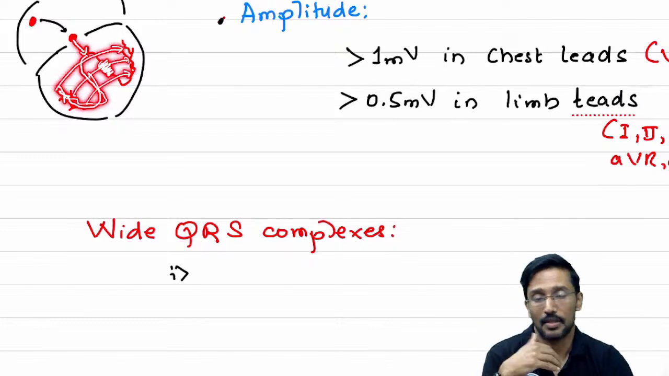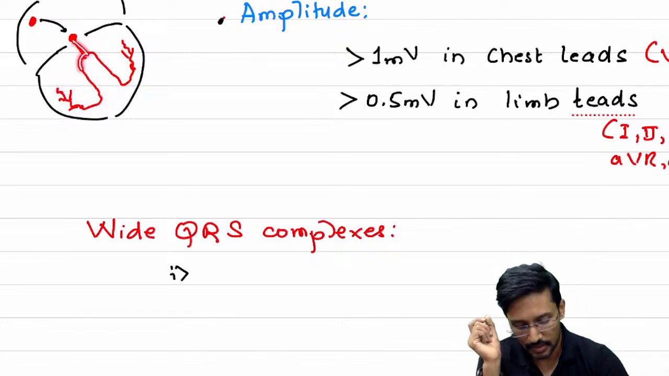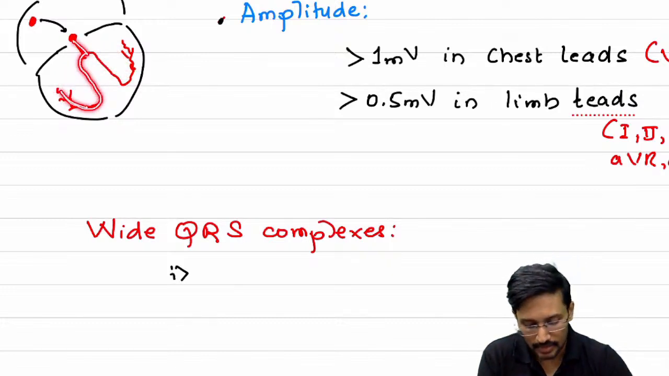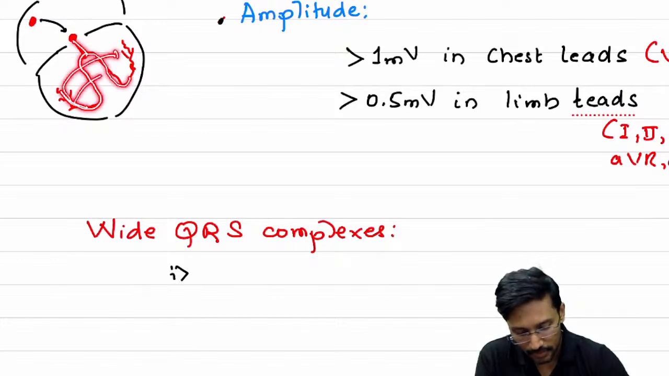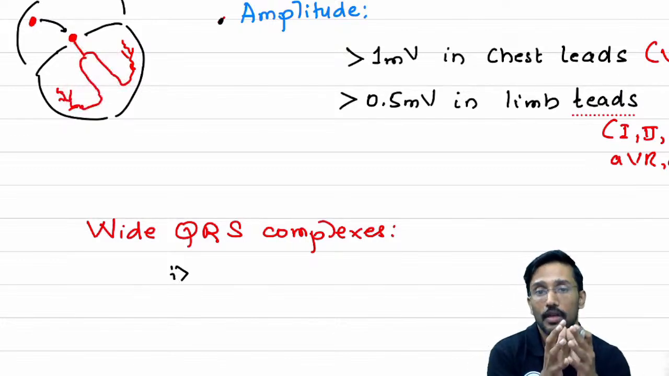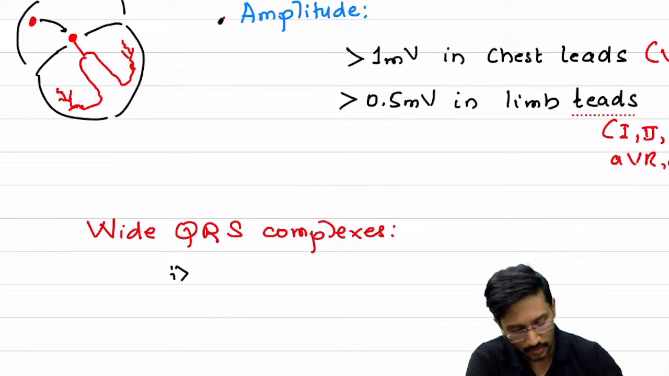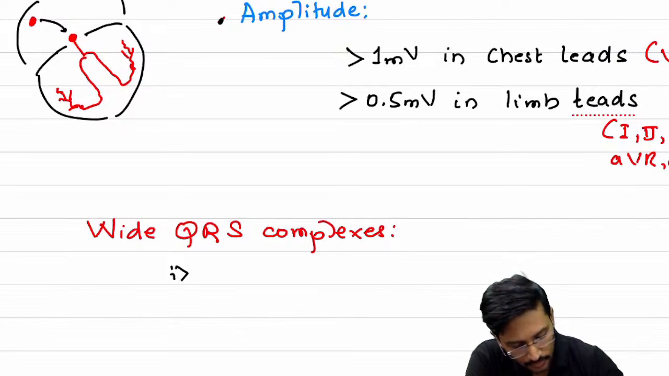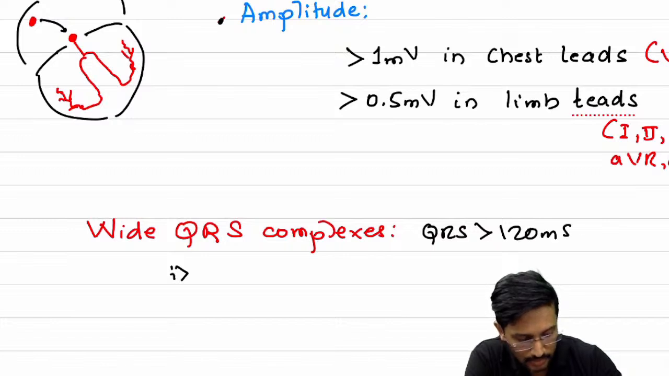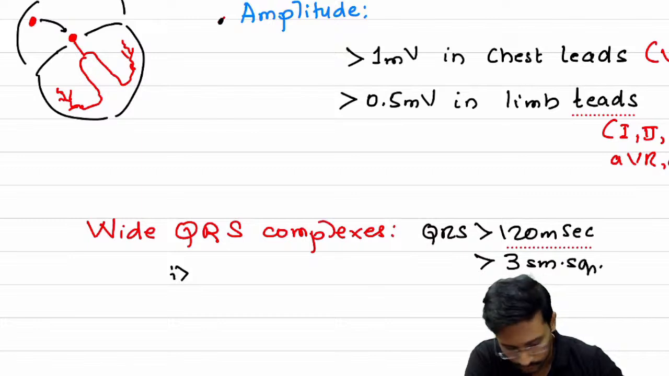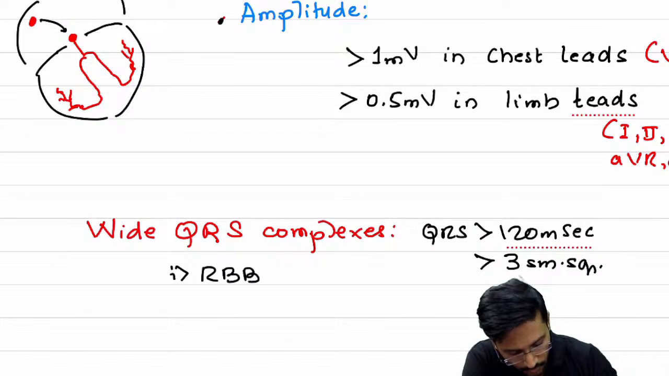But in that case, which chamber is getting depolarized first? The right ventricle. That is depolarizing the left ventricle later. So to complete the depolarization, I'm going to take more time. So in that case, the QRS complex can become wide, right? So when do I call it wide? When the QRS duration is more than 120 milliseconds, which is nothing but QRS more than 3 small squares. Typically this can be seen in RBBB or left bundle branch block.